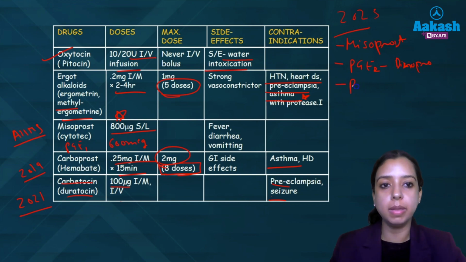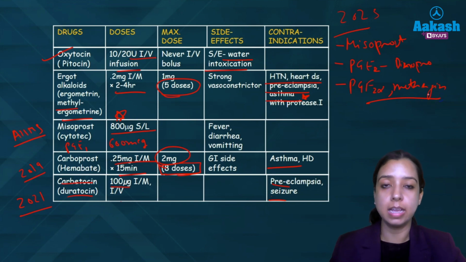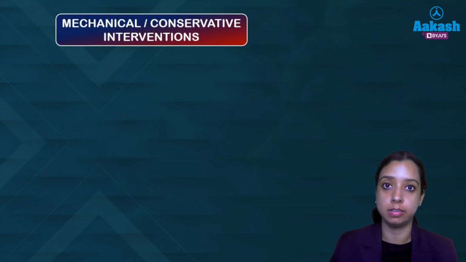Drugs which cannot be used are carboprost, PGF2 alpha. Besides that, methergin can also not be used at all in case the patient has asthma. So this is very important. How to use prostaglandins in asthma was asked in NEET 2023 this year.